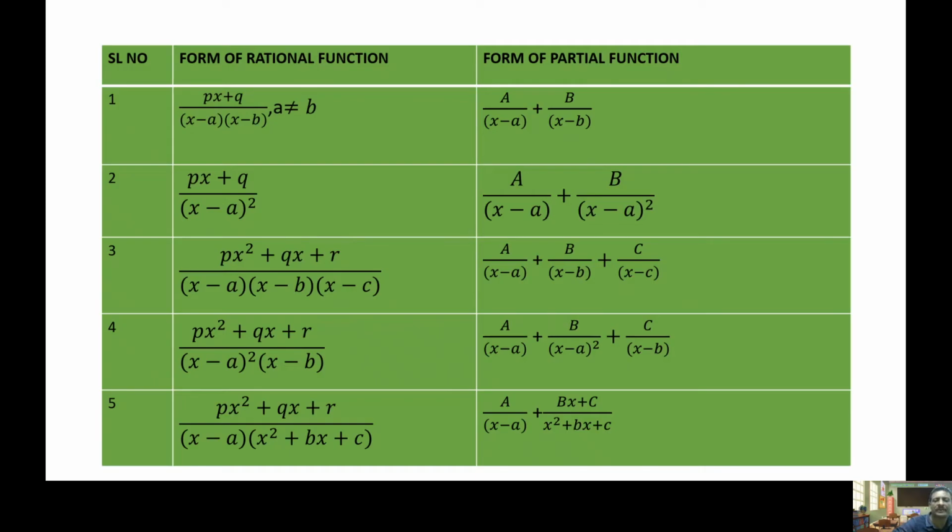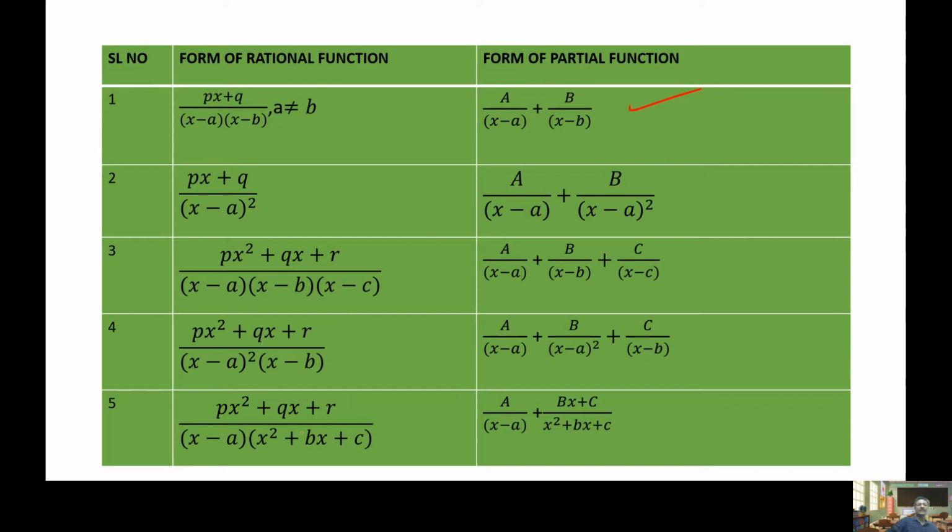Integration of rational functions by partial fractions. If the denominator is (px + q) by (x minus a)(x minus b), you can write A by (x minus a) plus B by (x minus b). If the denominator is (px + q) by (x minus a) the whole squared, you can write it as A by (x minus a) plus B by (x minus a) the whole squared. Next one, (px squared + qx + r) by (x minus a)(x minus b)(x minus c): you can write it as A by (x minus a) plus B by (x minus b) plus C by (x minus c). If it is of the form (x minus a) the whole squared into (x minus b), you can write it as A by (x minus a) plus B by (x minus a) the whole squared plus C by (x minus b).